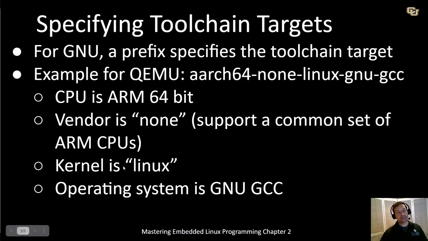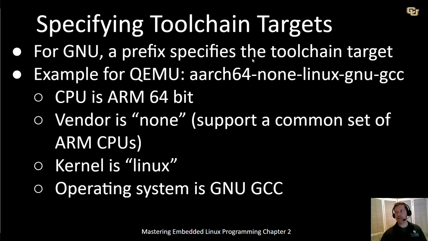So in terms of the way you specify a cross-compile target, there's a specific syntax for GNU where a prefix to the command that you're trying to invoke, in this case GCC, specifies what you're trying to cross-compile for. An example is the QEMU system that we're going to target with assignment 2 and later, which is what's called AArch64, or the ARM 64-bit architecture.